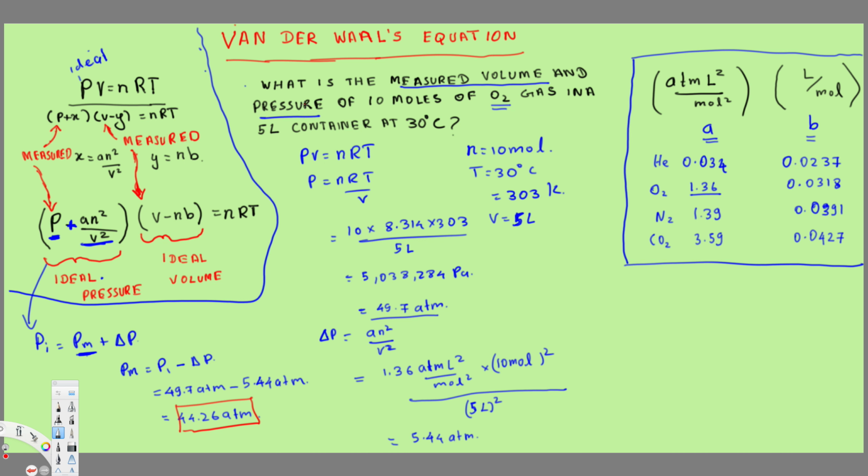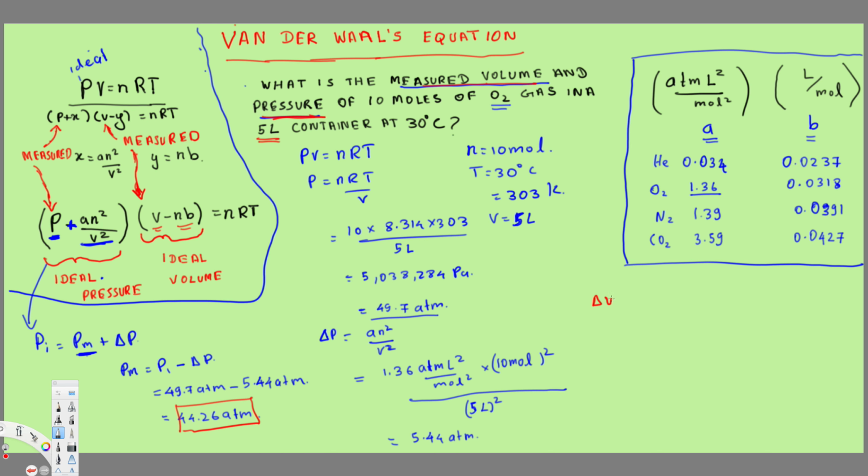But they are also asking for the measured volume. For measured volume, it's a different thing. Measured volume is going to be the ideal volume minus the correction, because the measured volume is the whole thing. So we have the volume right here, that's 5 liters, that is V. So we have to find nb in order to find the ideal volume. So let's calculate nb.